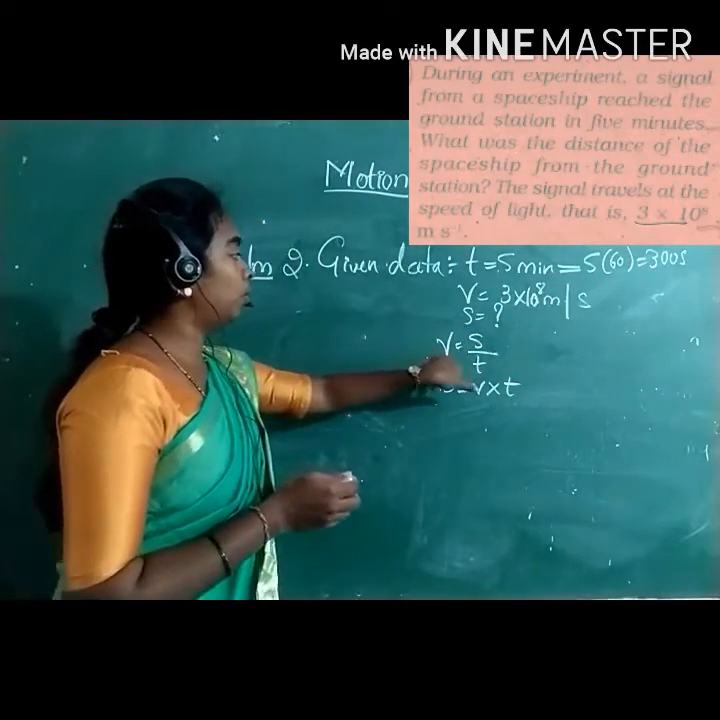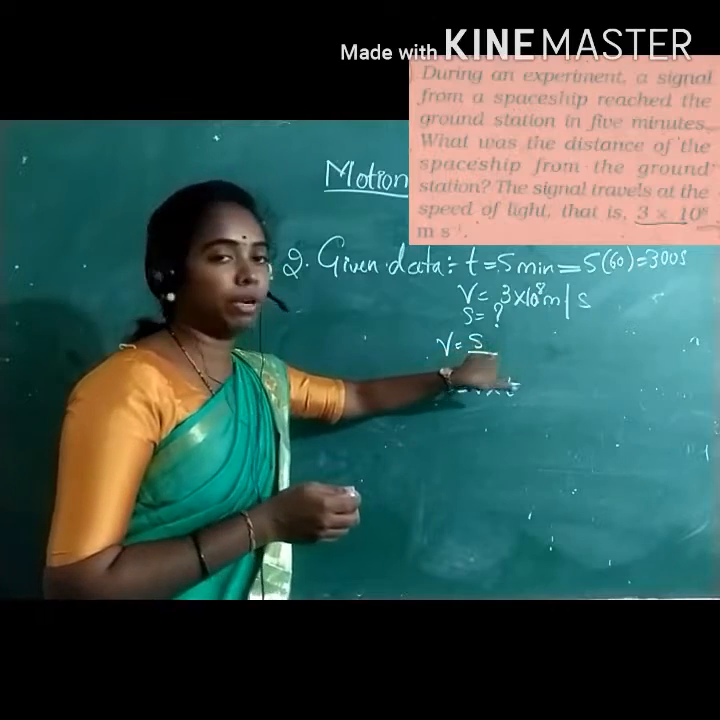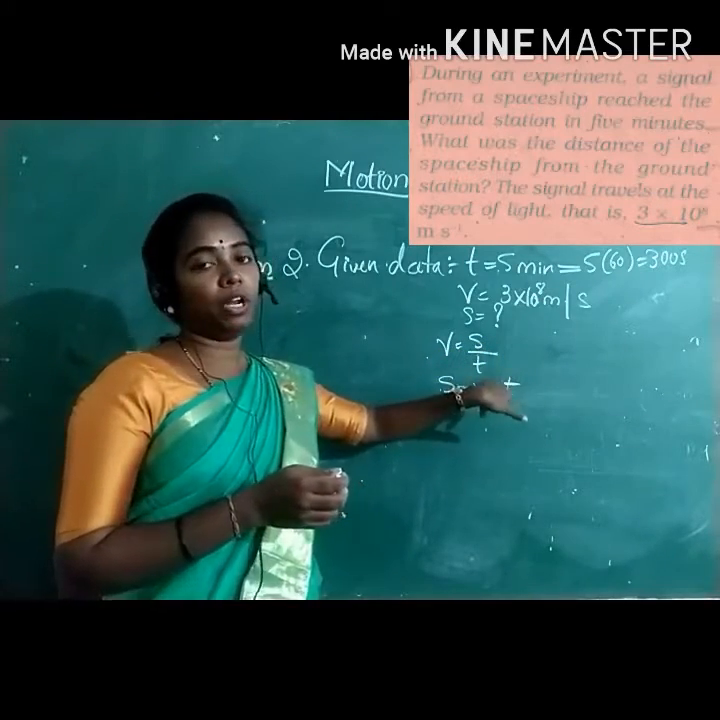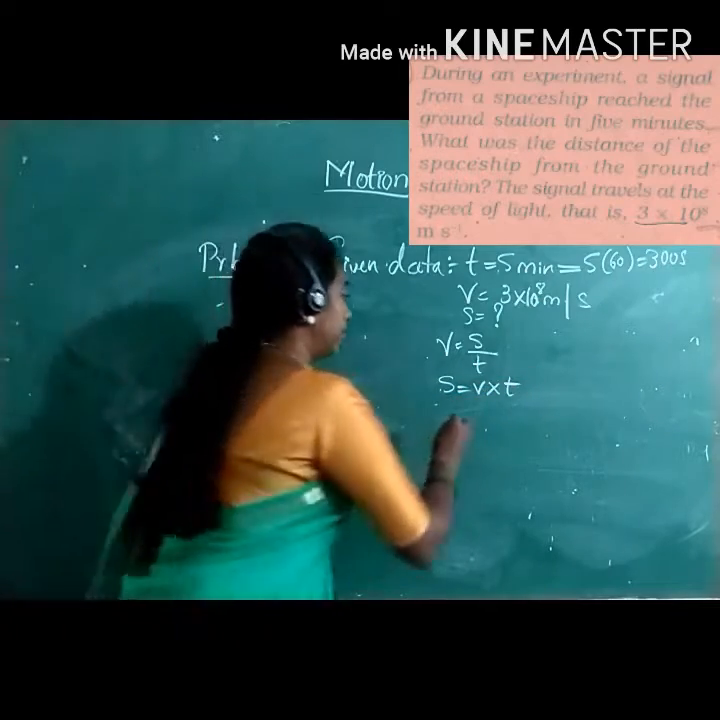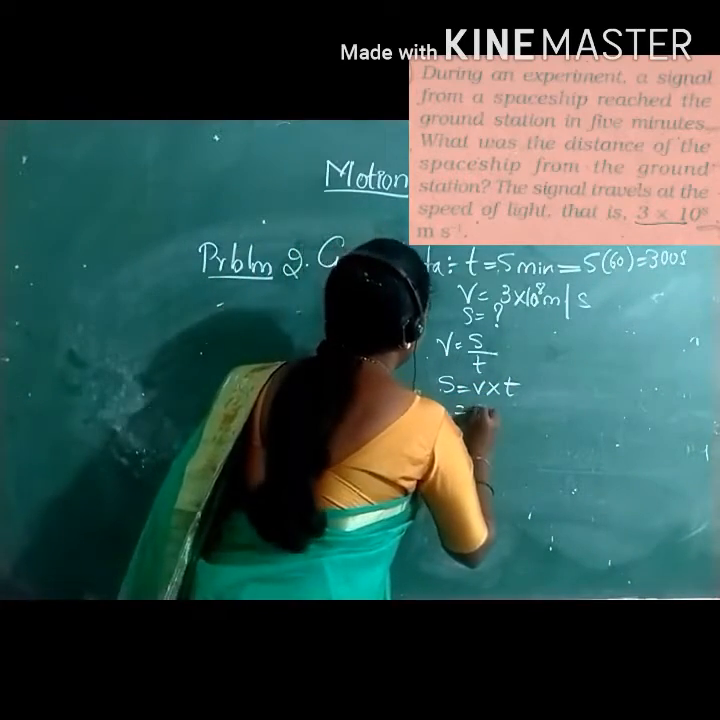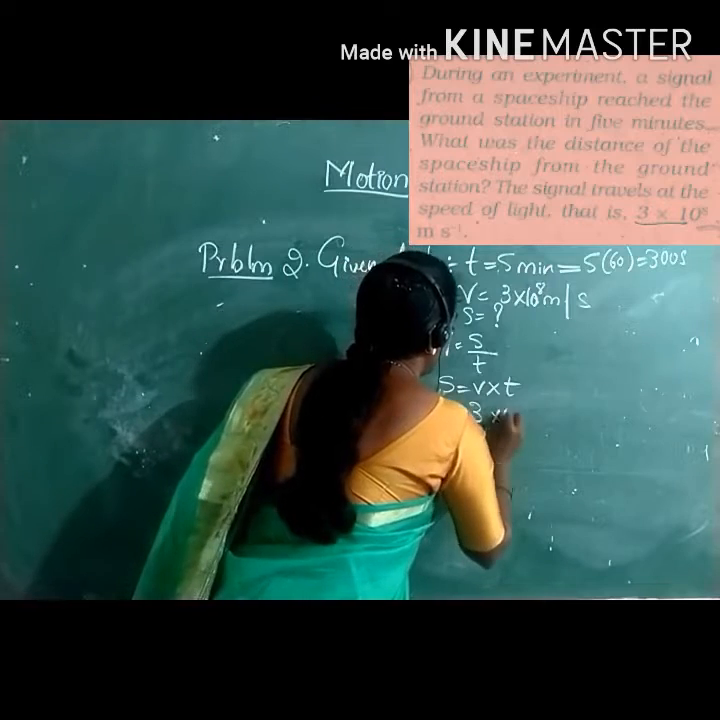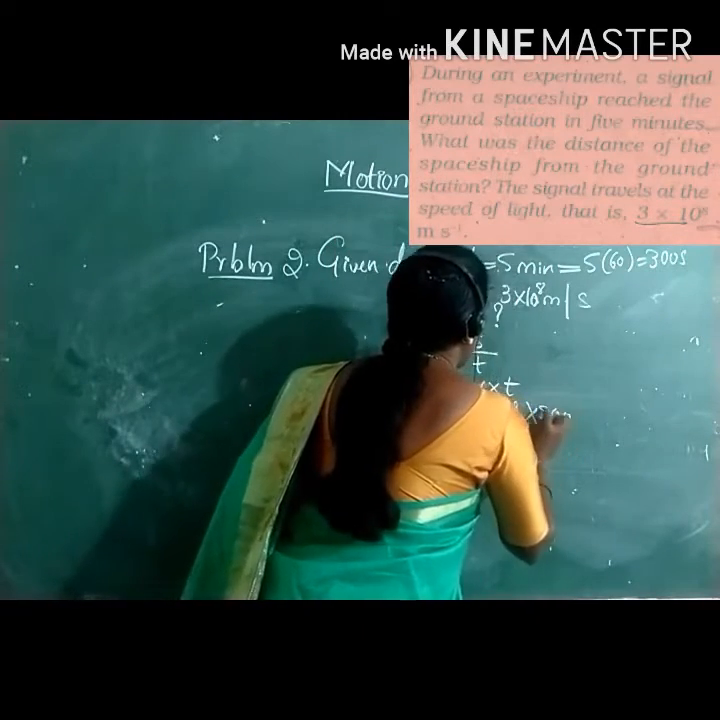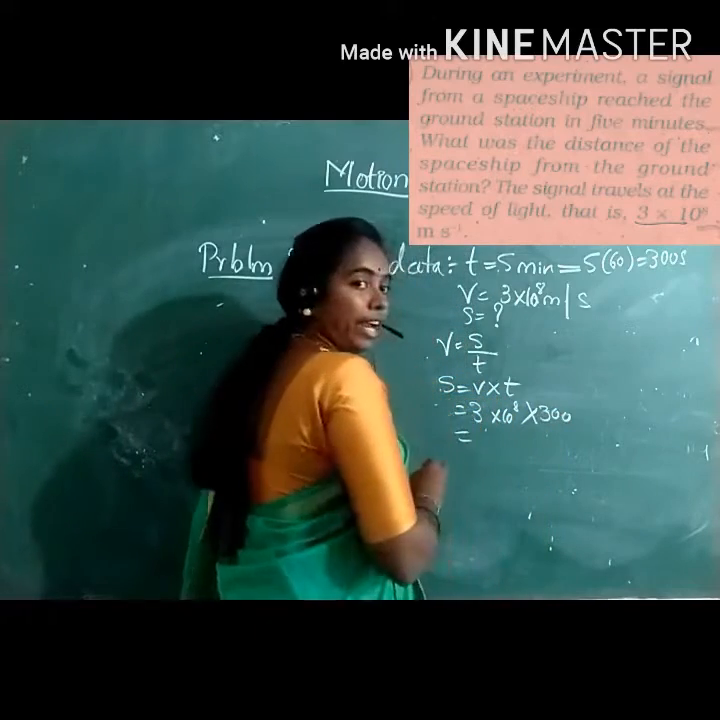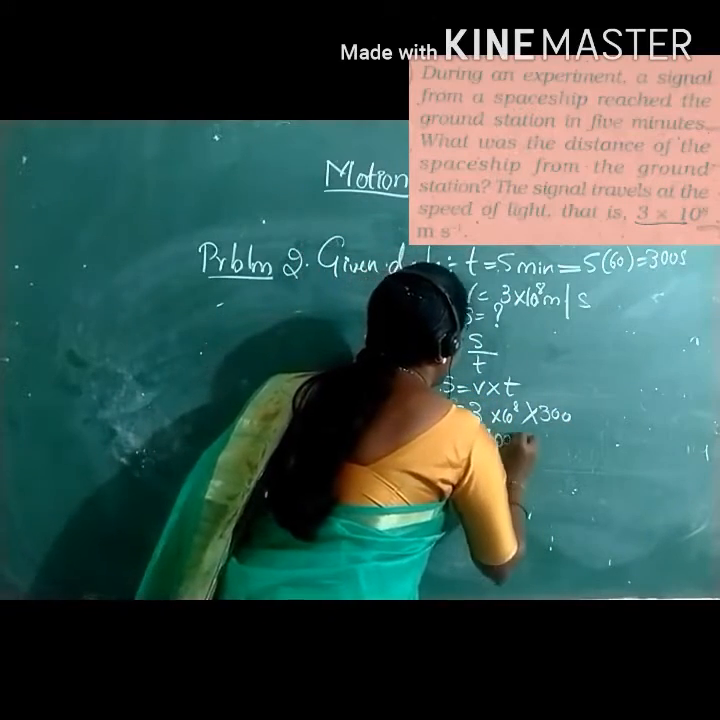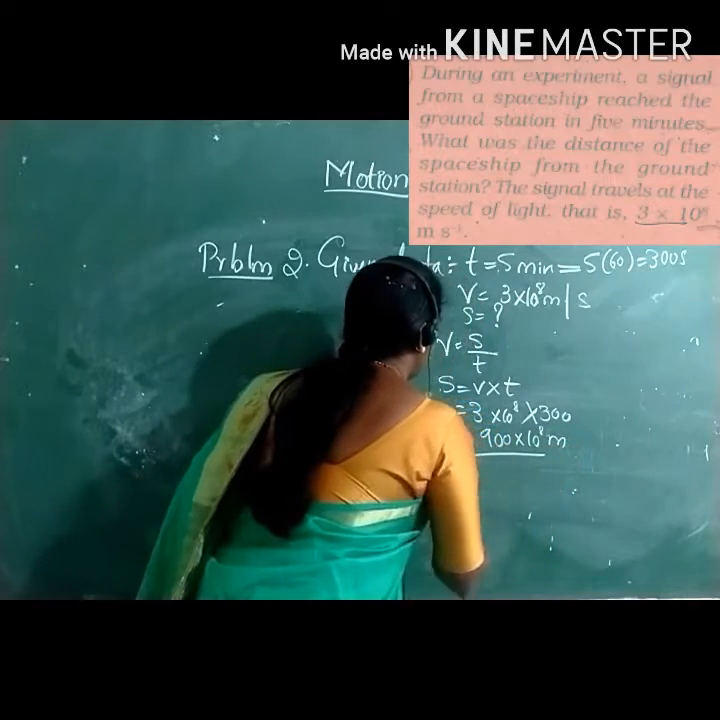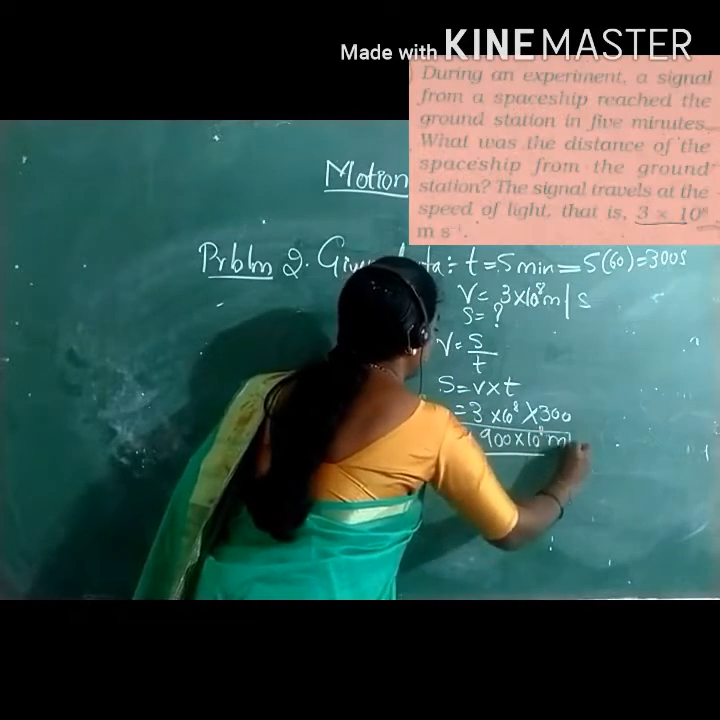So speed is equal to distance by time. They ask to find distance. So distance is equal to velocity or speed into time. Let me take the values. V is 3 into 10 power 8, into time, which is 300. So what do we get? 900 into 10 power 8 meter, because it is a distance.